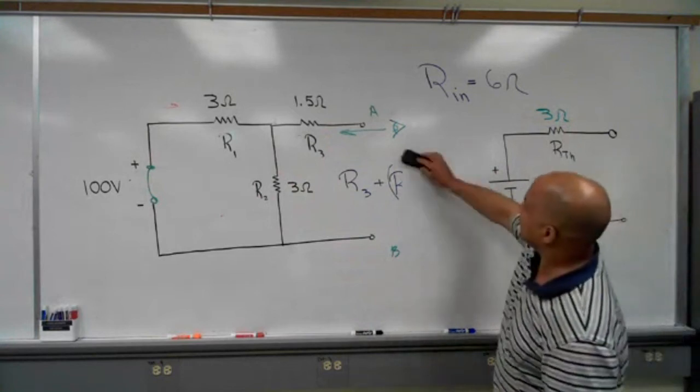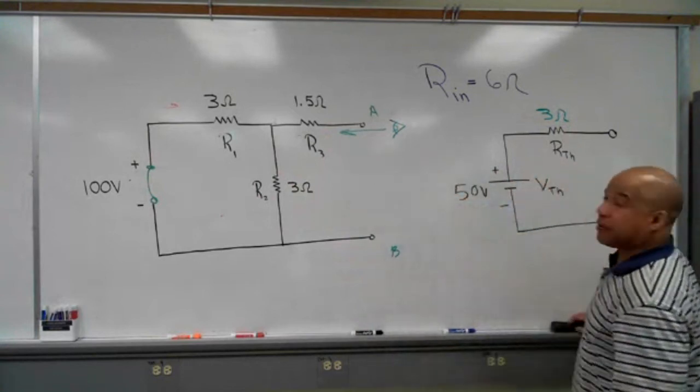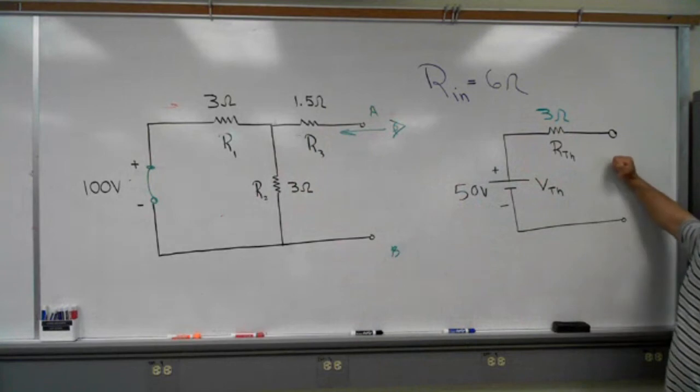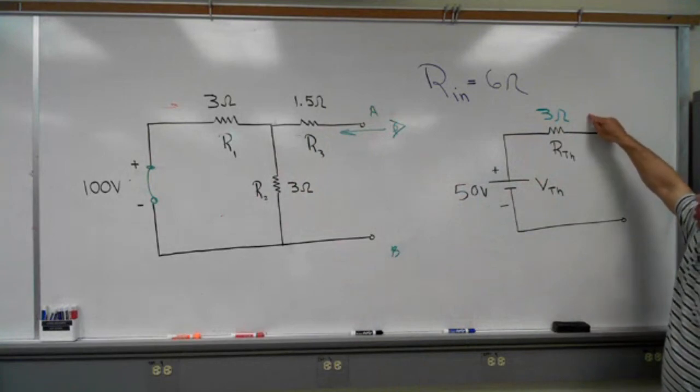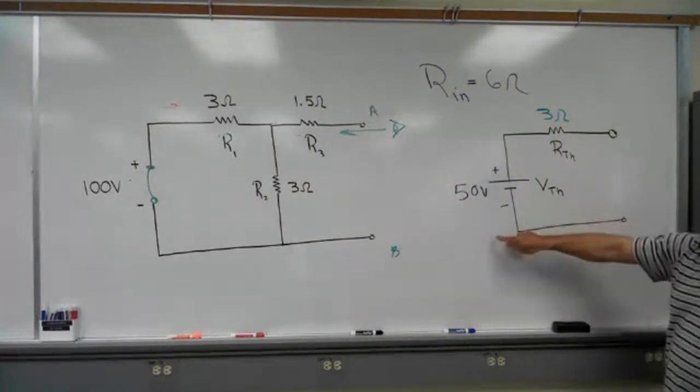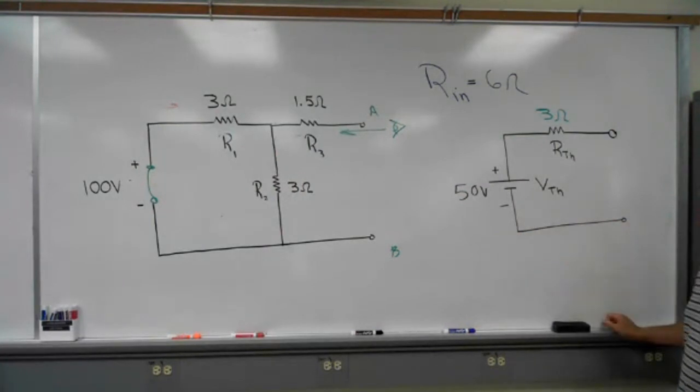Let me clean this up so you can see it. So your Thevenin circuit should look like this: RTH value 3 ohms, VTH value 50 volts. If you got that, then you can pat yourself on the back. There's one more thing, though.